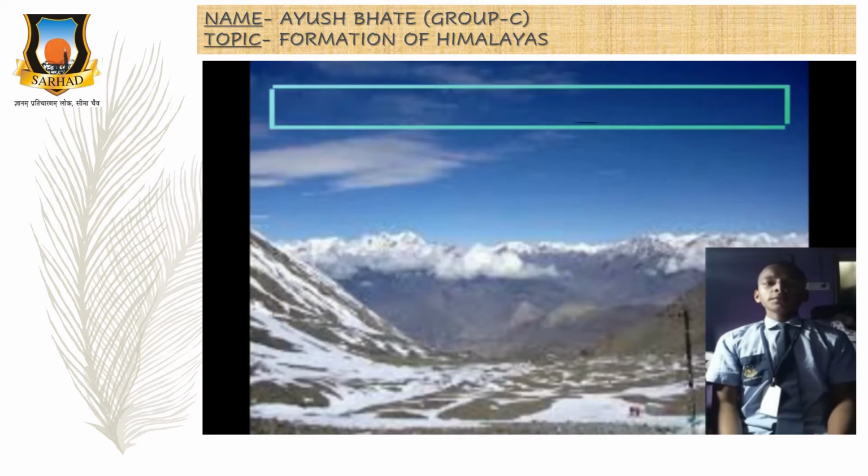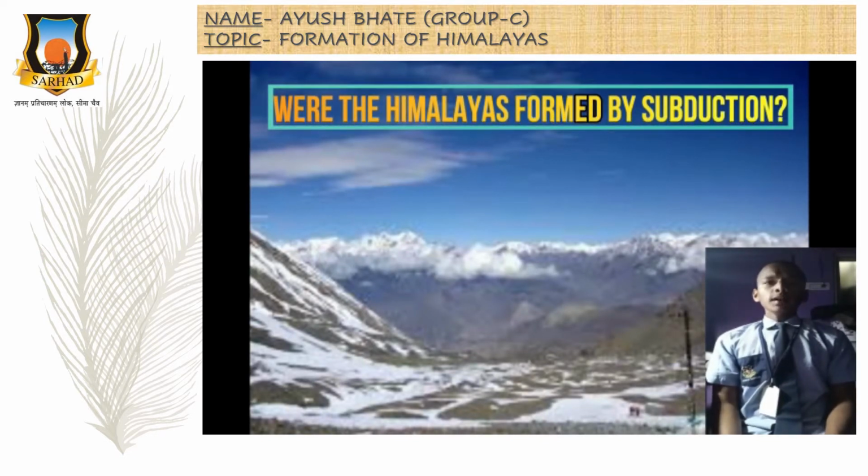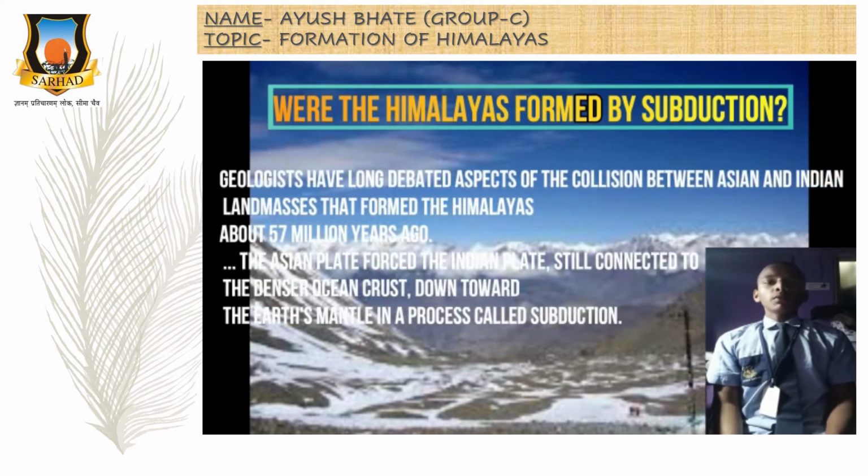Now let's get to some deep information about Himalayas. Were the Himalayas formed by subduction? Now the first question that arises in your mind is, what do we mean by the word subduction? The word subduction means the sideways and downward movement of the edge of the plate of the Earth's crust into the mantle beneath another plate. This means when two plates collide, one of the plates goes downwards or slides sideways. This is called the process of subduction.